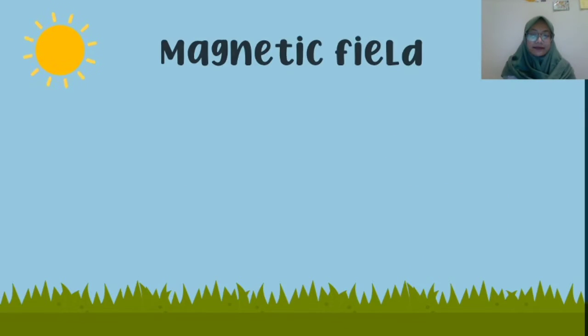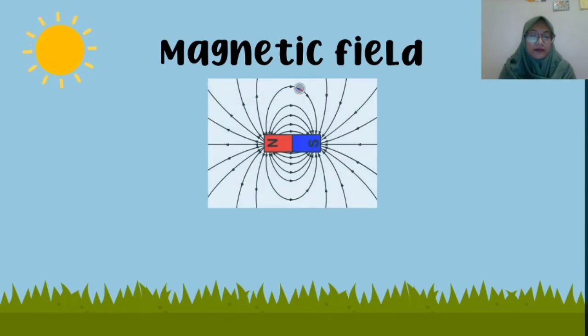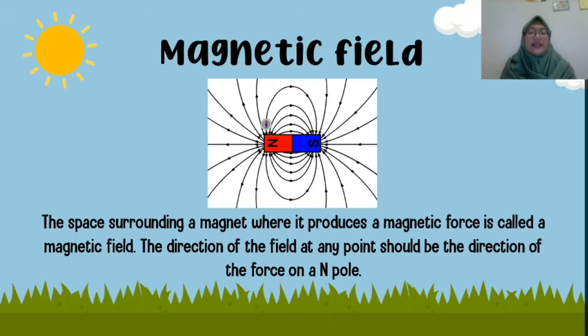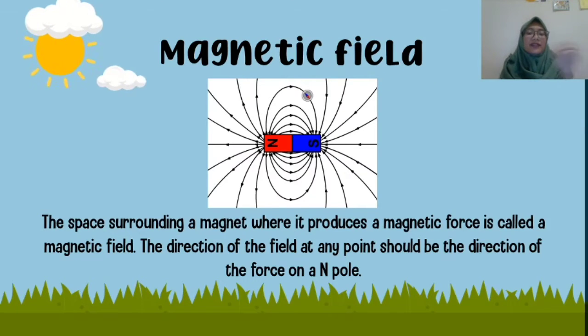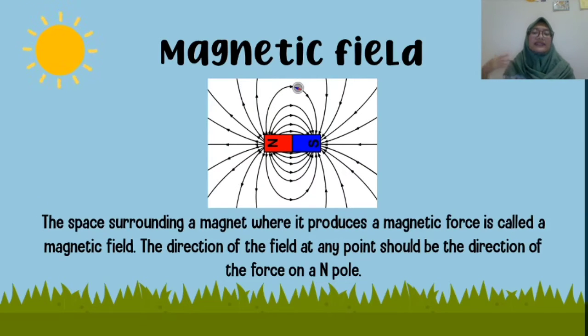And the next, the magnetic field. The space surrounding a magnet where it produces a magnetic force is called a magnetic field. The direction of the field at any point is the direction of the force on an end pole. So in the simulation, you can see, right, the compass is moving from N to S. So it indicates that the magnetic force always flows from N to S. And then the other one, which looks like a circuit, is the magnetic field.